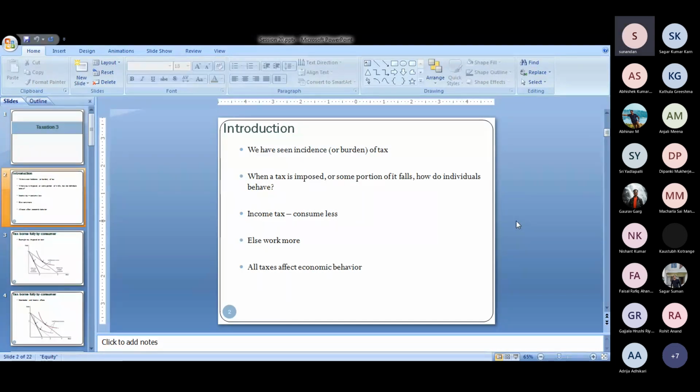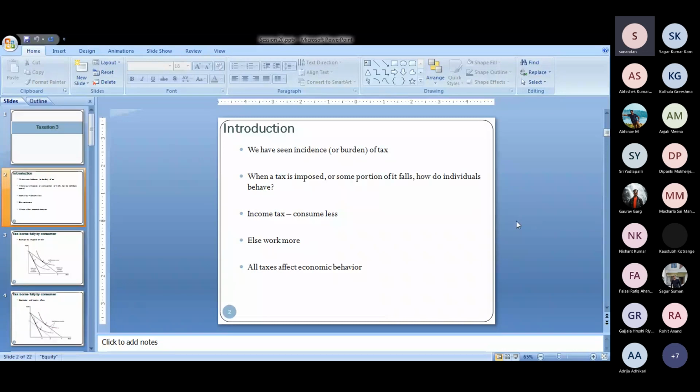right? So there is a very simple understanding that suppose income tax is increased, or say that there was no income tax before, now income tax is being imposed. Okay. So first thing first, either I have to consume less because my disposable income has come down, or I have to work more to maintain my previous level of consumption. It's a very simple, straight economic logic.